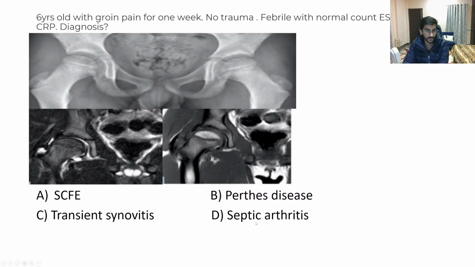So you are left with transient synovitis and septic arthritis. But you see he's febrile with normal count and ESR and CRP. So it is not septic arthritis because the counts are normal. So the diagnosis in this case, you see the T2 hyperintensity, synovial inflammation, and fluid in the right hip joint. So this was transient synovitis.